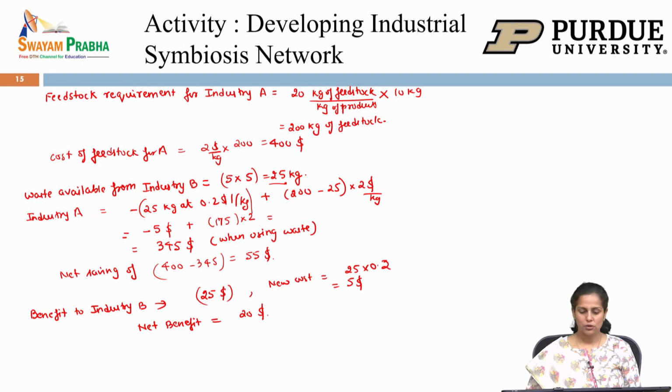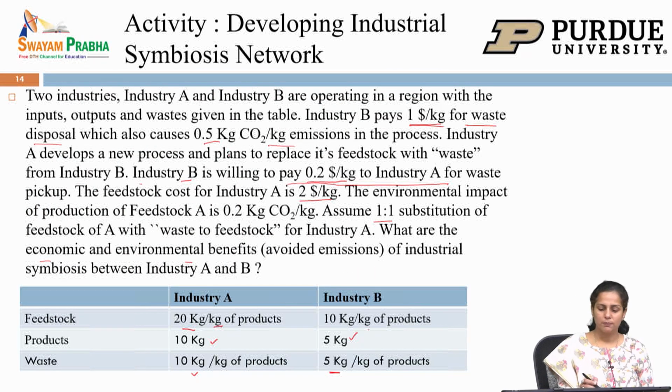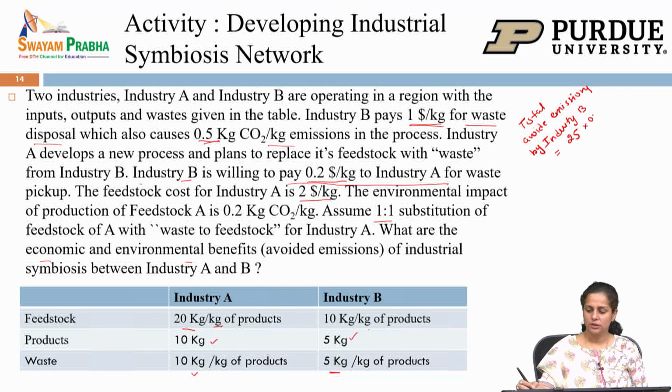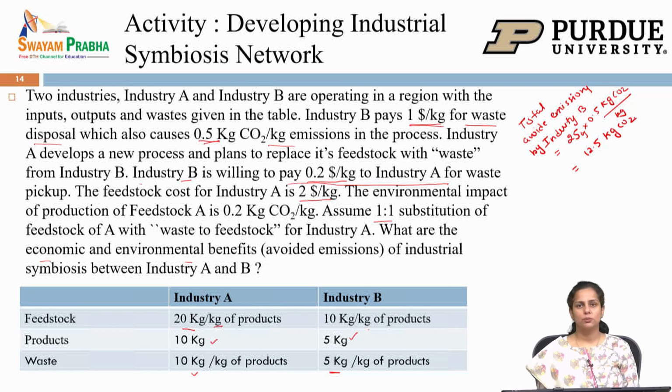If you look at industry B, when it is disposing, it is causing 0.5 kg CO2 per kg emission. So, the total avoided emission, because now it is not disposing it, by industry B in this case is: 25 kg was being disposed and 0.5 kg CO2 was being emitted. So, that is about 12.5 kg CO2. This is the amount of CO2 emissions that are avoided because of this industrial synergy.